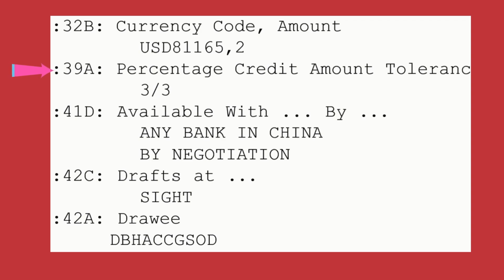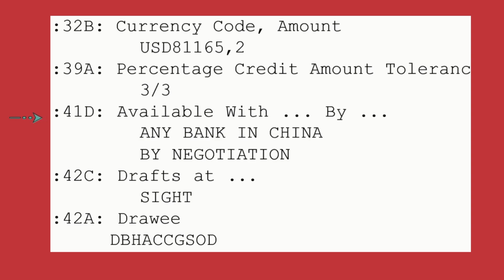Did you know that leaving this field blank has the same effect? No tolerance allowed. So including 00/00 is just repeating the default rule. For example, if the LC says $10,000, the seller must ship exactly $10,000 worth of goods. No more, no less. Now let's move on to field 41D.